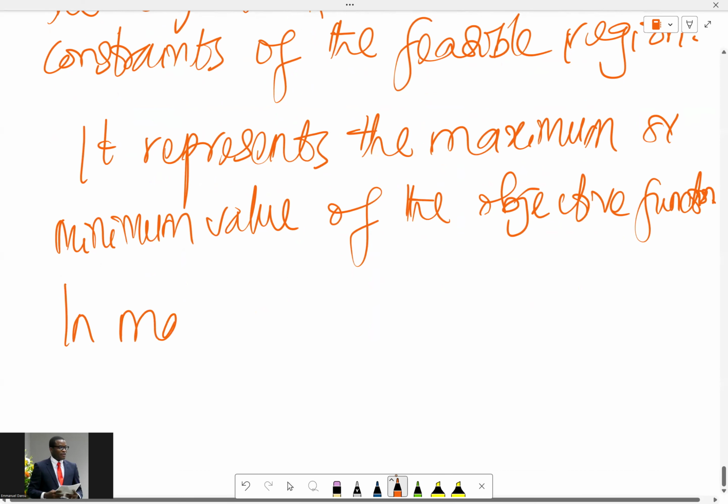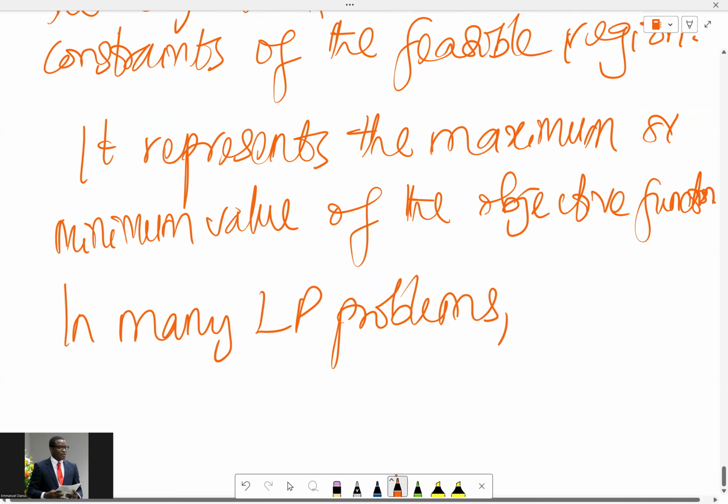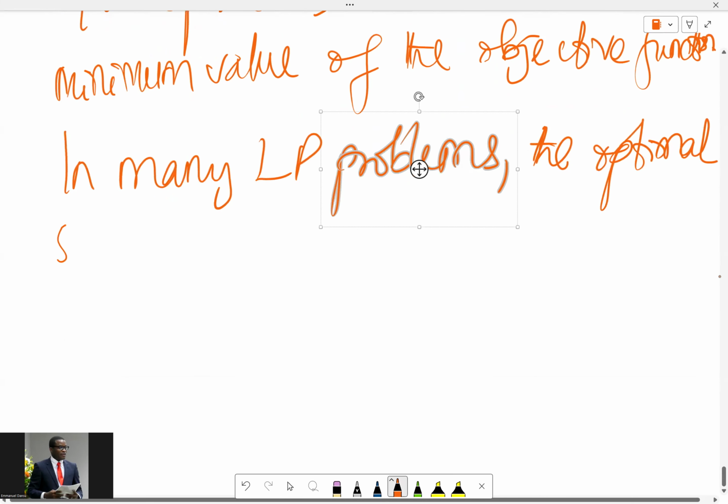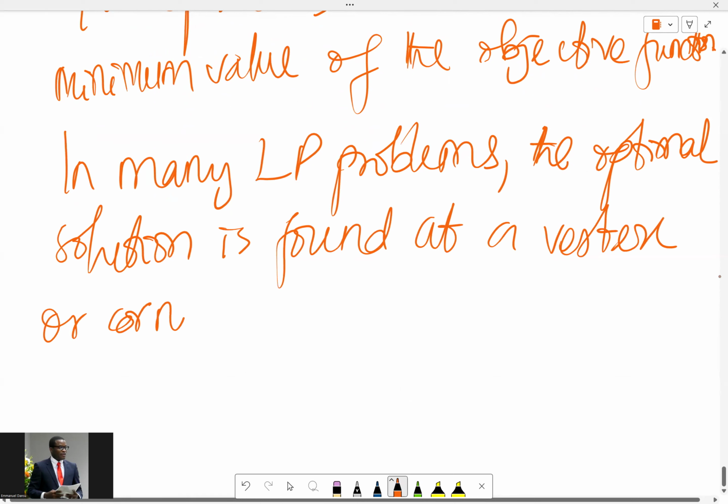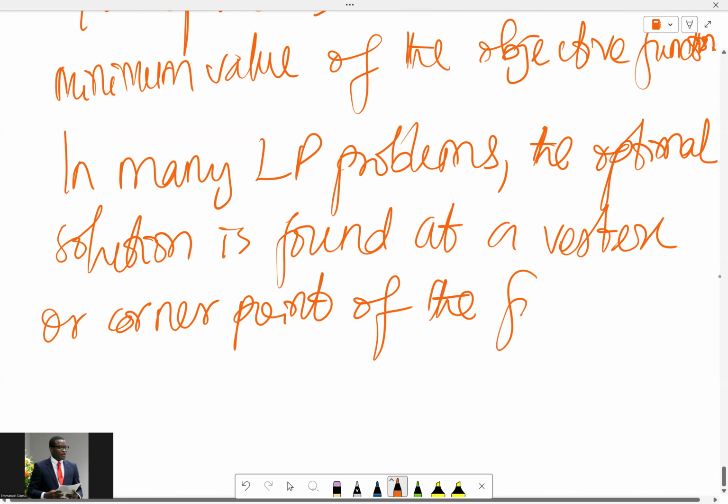So in many linear programming problems, the optimal solution is found at a vertex or corner point of the feasible region.